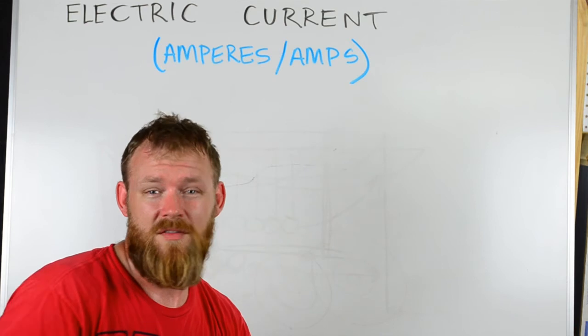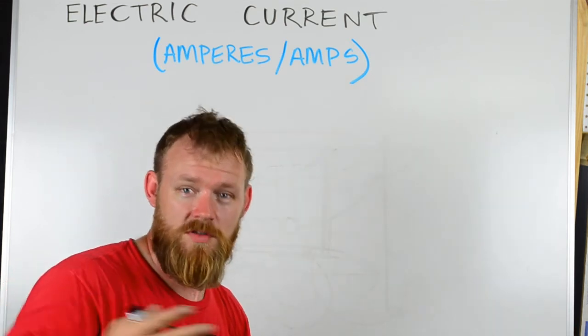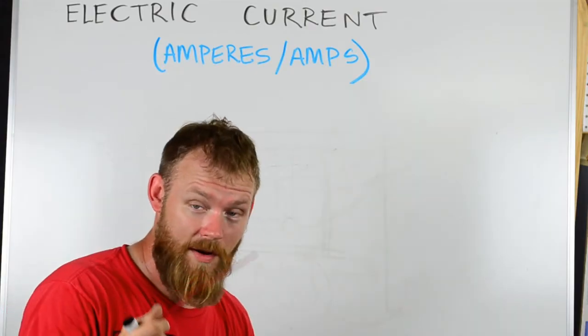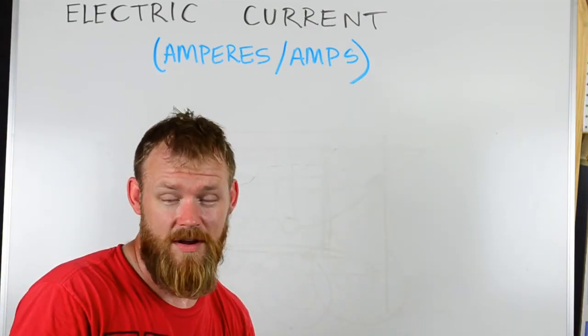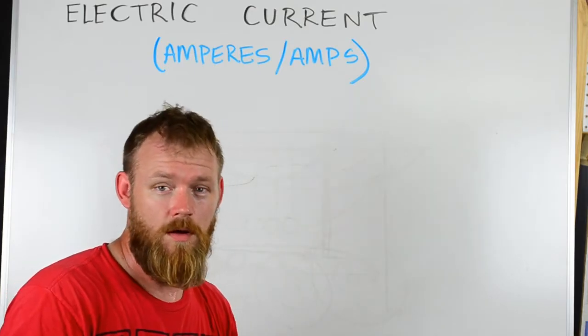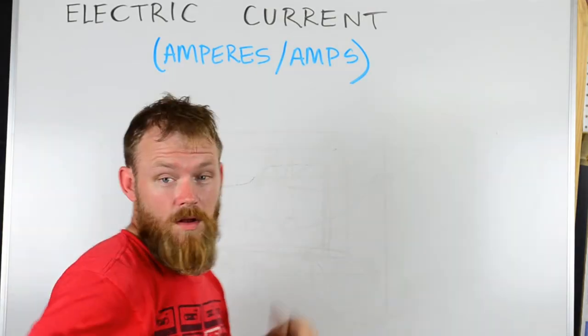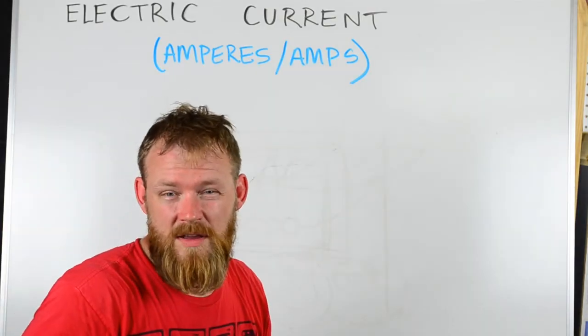The reason that we have breakers and fuses in this industry is that if too much current goes through a wire, rather than it starting to glow red hot and explode or catch on fire, we have breakers that will detect how much current is going through a wire, and it'll cut that off if it gets to a level that's too high. So I hope all of that made sense.